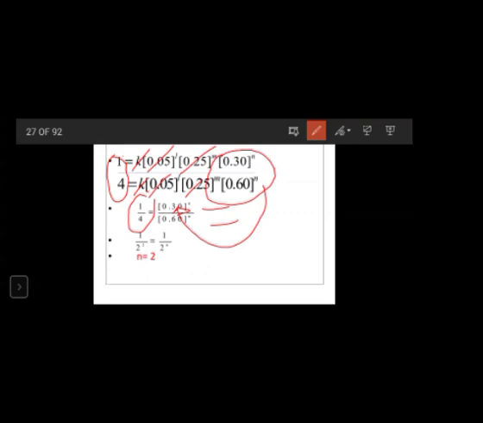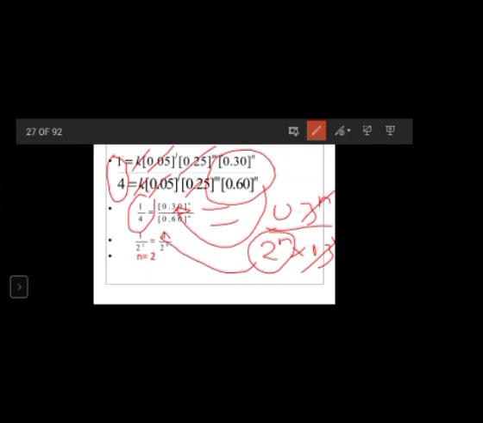1 over 4 is the same thing as 1 over 2 raised to the power 2. And this, I changed, I wrote it like this: 0.3 raised to the power n over 2 raised to the power n times 0.3 raised to the power n. So I was able to eliminate that. So I'm left with this, which is equal to this one and this.